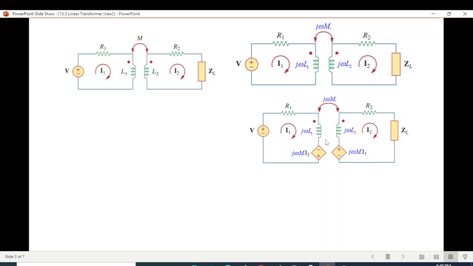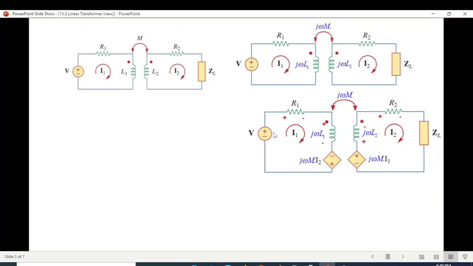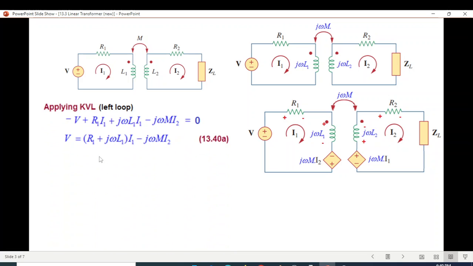Similarly, this one is because of current I2. So where is the current entering the coil first? The non-dotted terminal, sorry. So with the non-dotted terminal, the negative terminal will be at the top and the value will be j omega M times the current I2. Now we'll mark the polarities depending on the current direction, and we are ready to write the KVL equation.